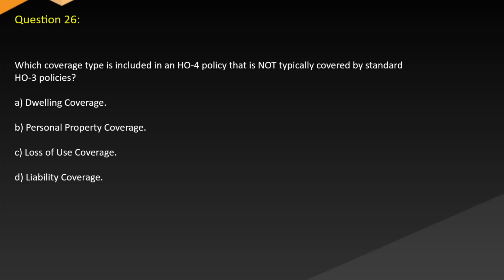Question 26. Which coverage type is included in a HO4 policy that is not typically covered by standard HO3 policies? A. Dwelling coverage. B. Personal property coverage. C. Loss of use coverage. D. Liability coverage.